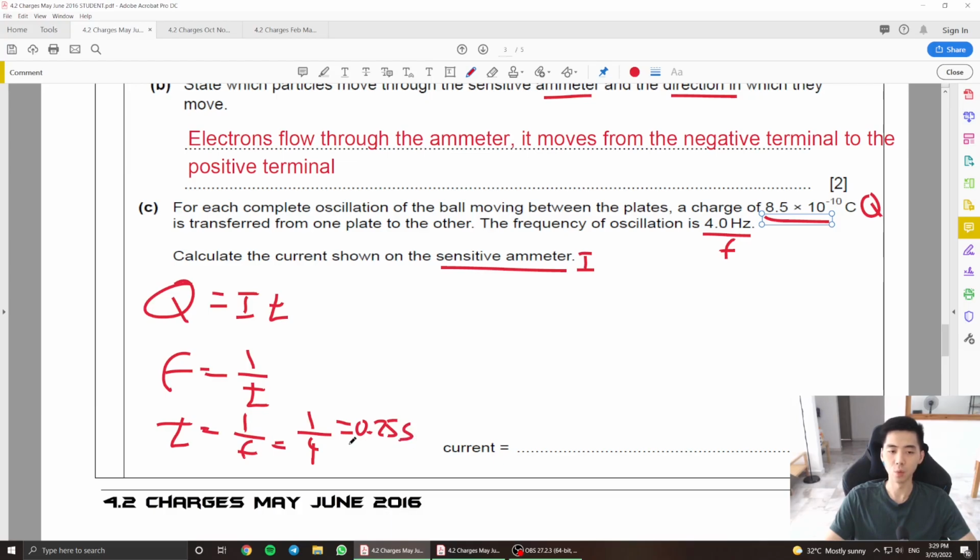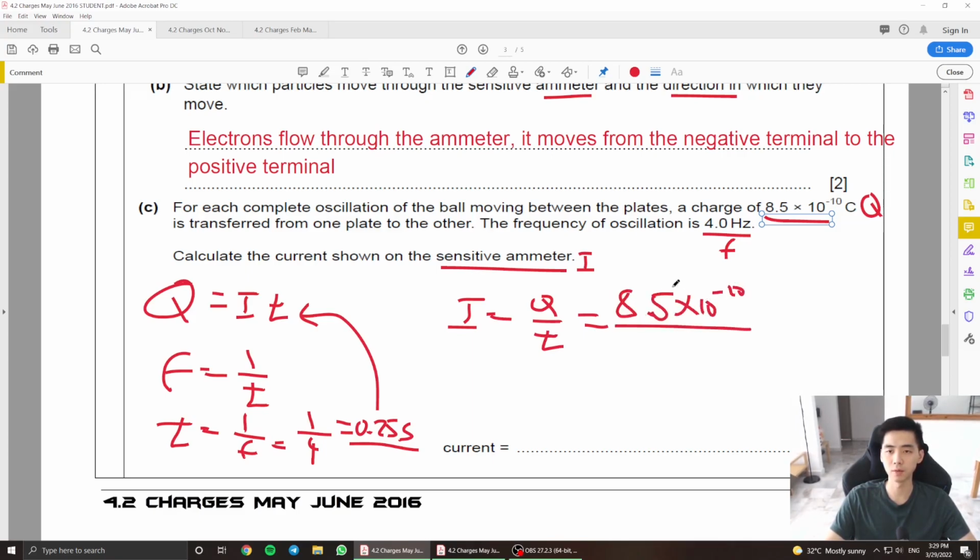0.25 seconds. With this 0.25 seconds, I can substitute it into here, and then, using I equals to Q over T, it will be essentially 8.5 times 10 to the power of negative 10 divided by 0.25 here. So if you press everything into the calculator, 8.5 times 10 to the power of negative 10 times 4 essentially, right? You're supposed to get 3.4 times 10 to the power of negative 9 amperes. Right?